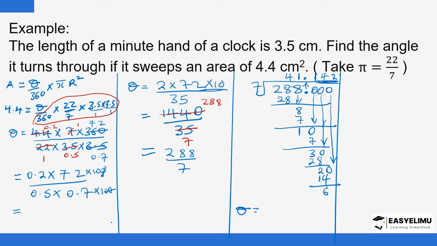So our theta is going to be 41 point what? 0.14 degrees.